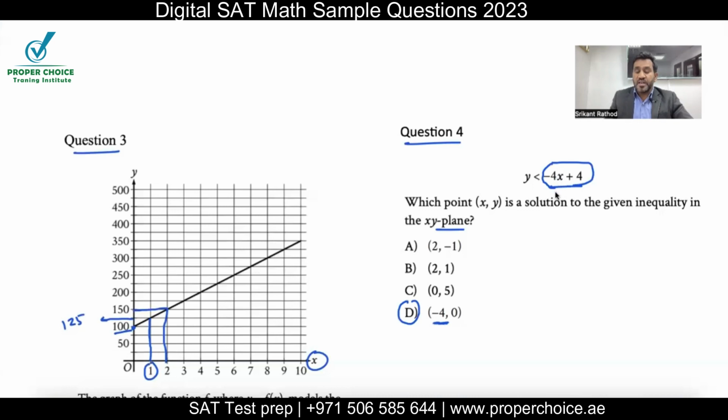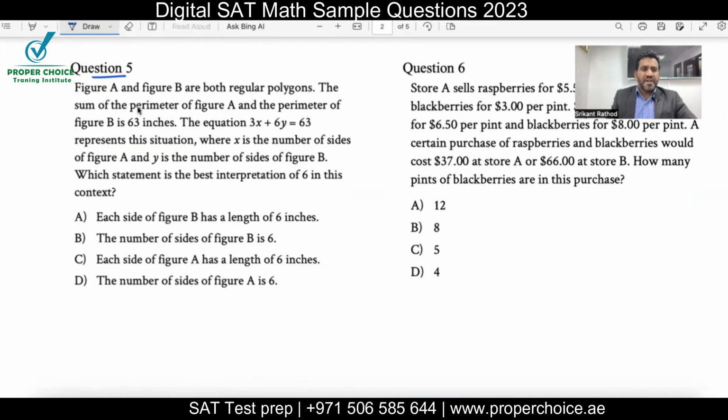So that is how you check it out. If you take any values of x apart from D, the result turns out to be negative, and that will be lesser than y. So that's why we go with option D as the right choice here. Let's work on question number 5.